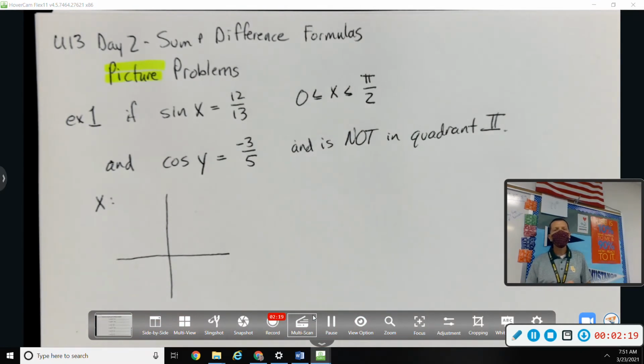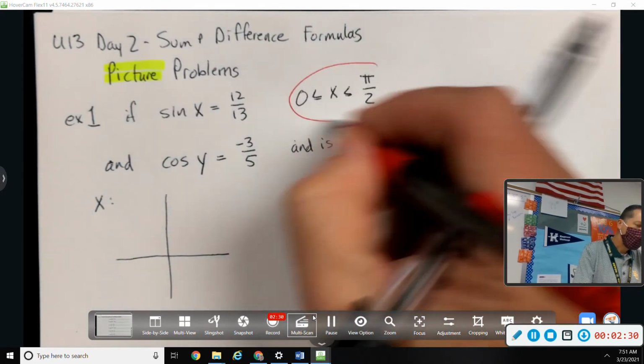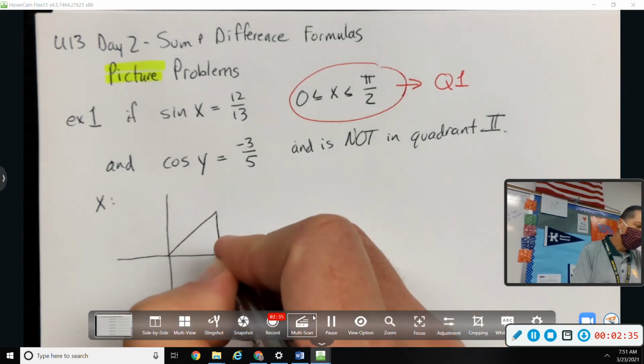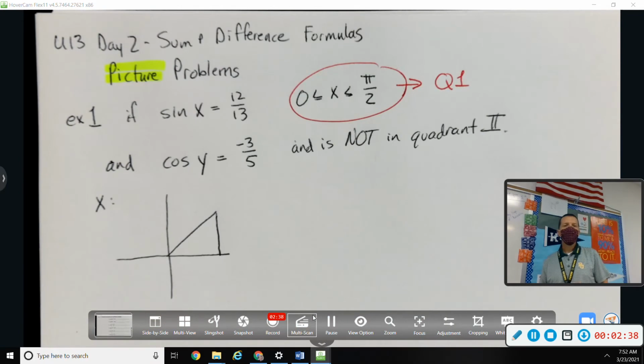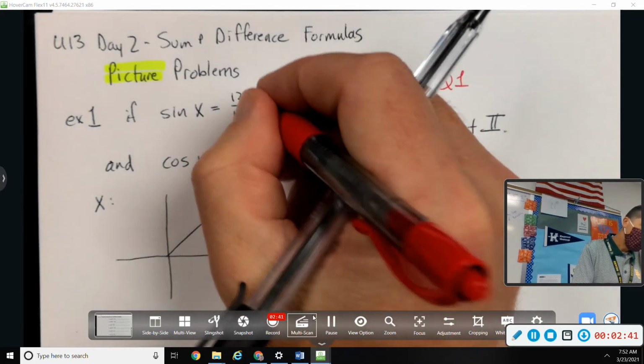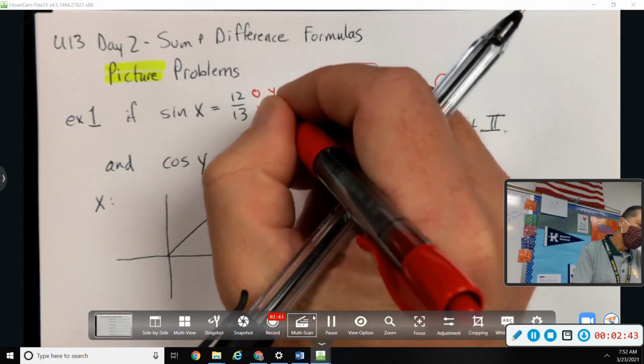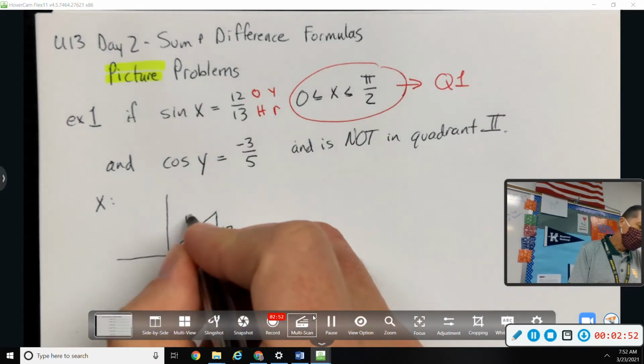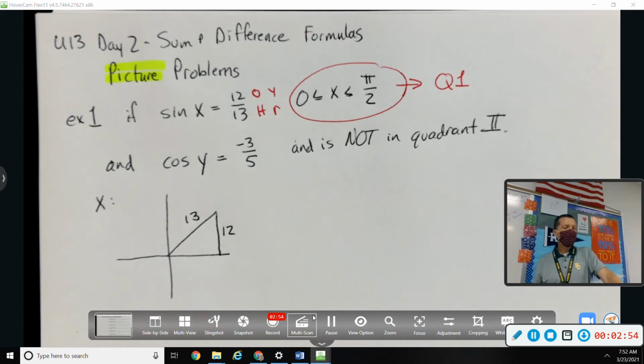X is, I think, the easier one to draw, because what quadrant is our angle going to be in? If x is between 0 and pi over 2, what quadrant is that? Yeah, that's got to be in quadrant 1. So I'll draw a triangle in the first quadrant. Sine is opposite over hypotenuse, or y over r. So that's how I'll know how to label my triangle. The opposite is 12. The r is 13. And what about that missing side?